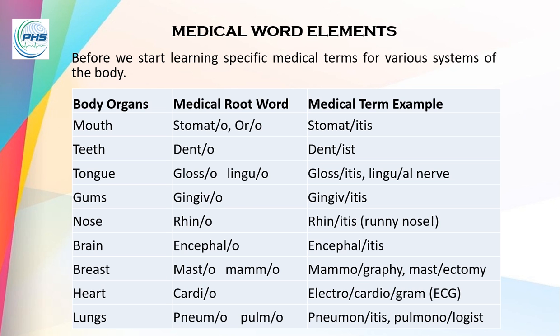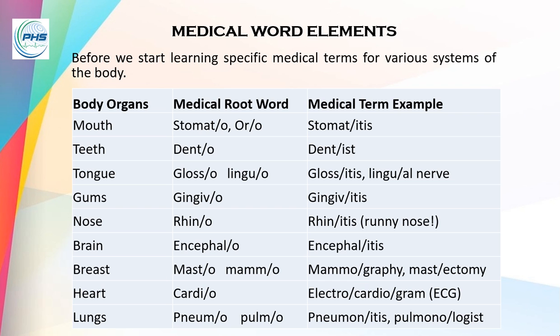Next, breast. The medical root word is mast and mam. The medical term example is mammography and mastectomy. Suffix ectomy is surgical removal of a specified part of the body, and mammography is a technique using X-rays to diagnose and locate tumors of the breast. And mastectomy is the medical term for surgical removal of one or both breasts, partially or completely.